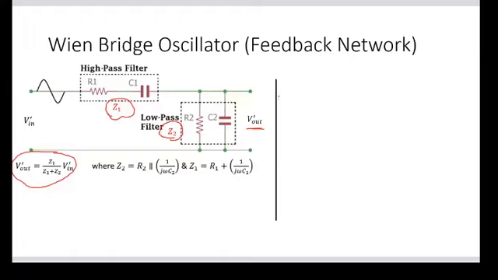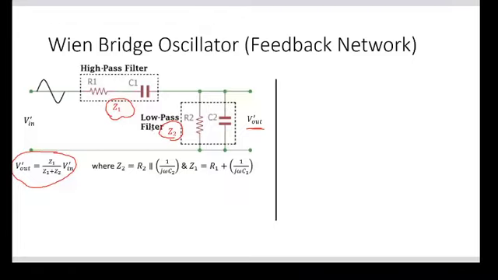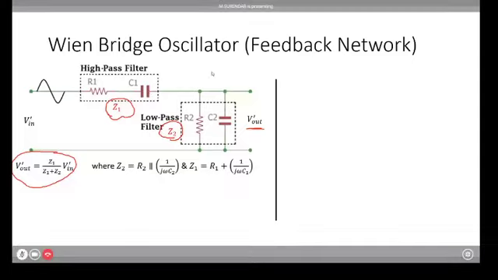I have introduced the prime there because we want to know the difference between the actual overall network, where we have V in and V output, and the feedback network alone. That's why I'm using the notation V input prime and V output prime. V input prime and V output prime mean the input and the output of the feedback network.